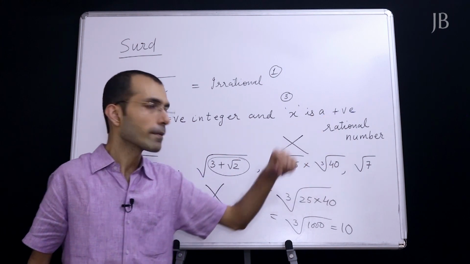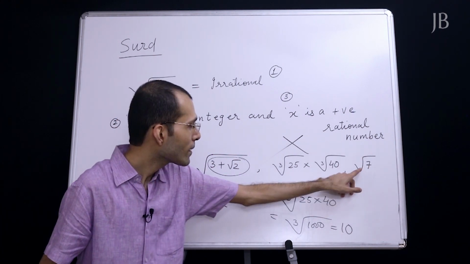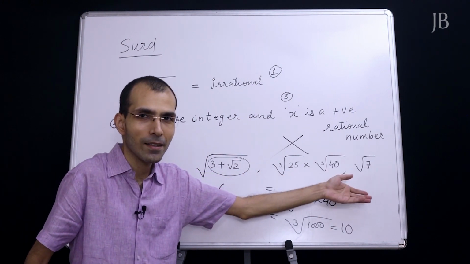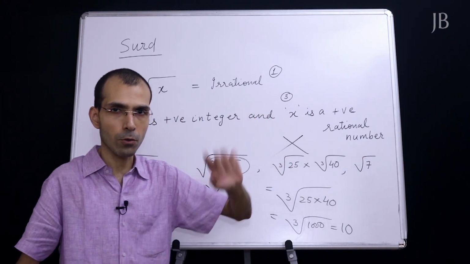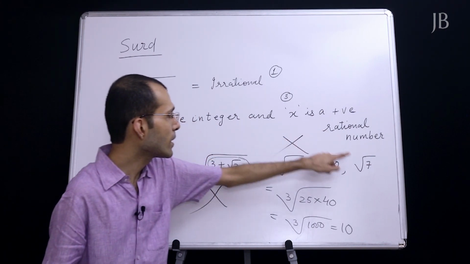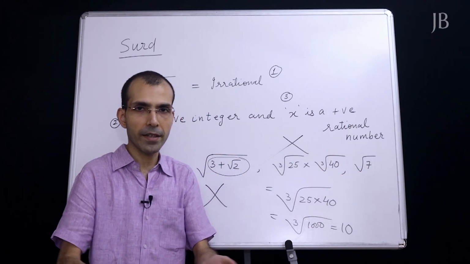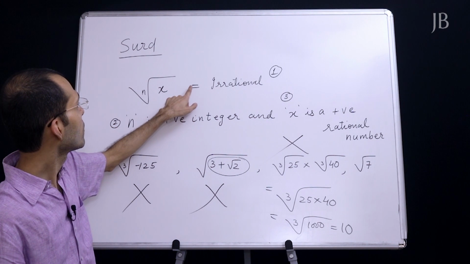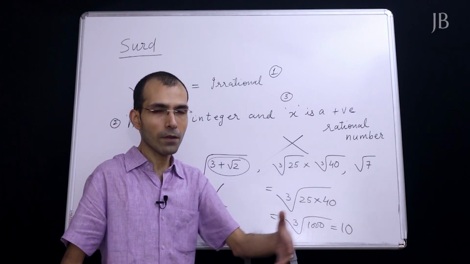Finally, root 7. Root 7 means there is a hidden 2 out here, the second root of 7, which we never write. Okay, this quantity is actually 2, it is hidden, we never write that. n is a positive integer, yeah, this is 2, so it is a positive integer. 7 should be a positive rational number. Yes, 7 is a positive rational number, it is terminating. So will it be a surd? Look, the answer should be irrational. Root of 7, yes, irrational.